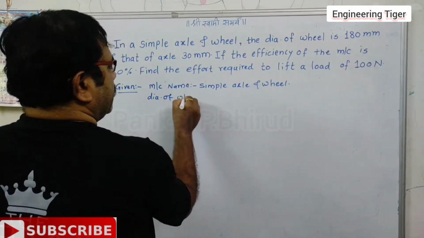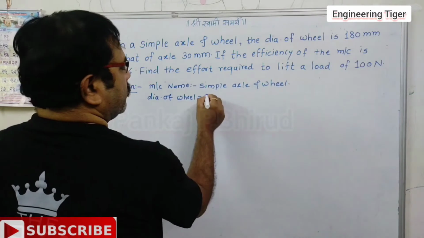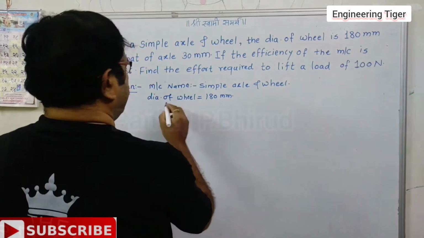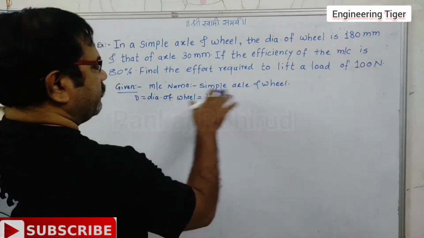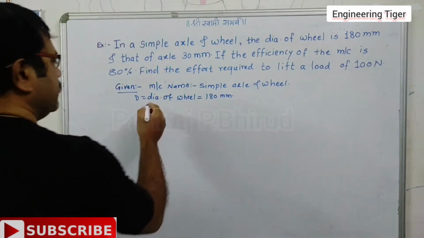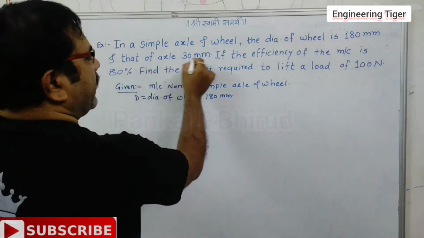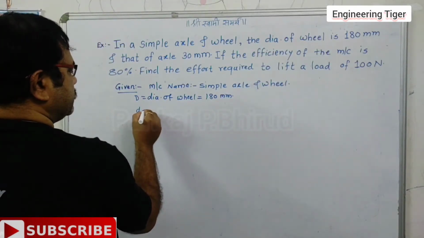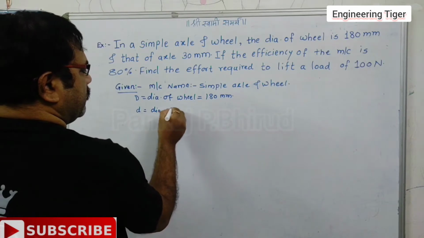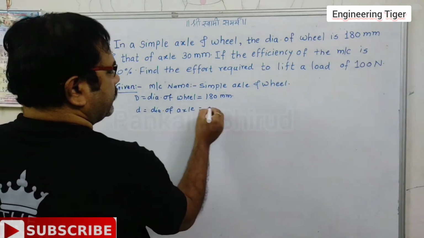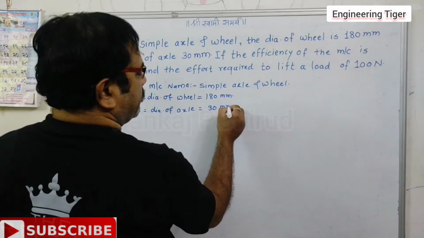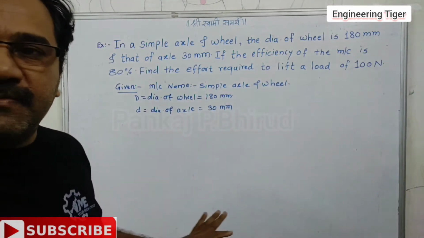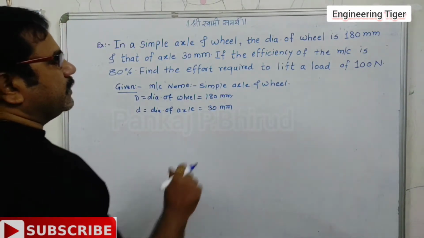Diameter of wheel, capital D, is equal to 180 mm. Then that of the axle, that means the diameter of the axle, we take as small d, the diameter of the axle or load drum is 30 mm. Now check the unit of both diameters. Both are the same, so don't worry. There is no need to convert.